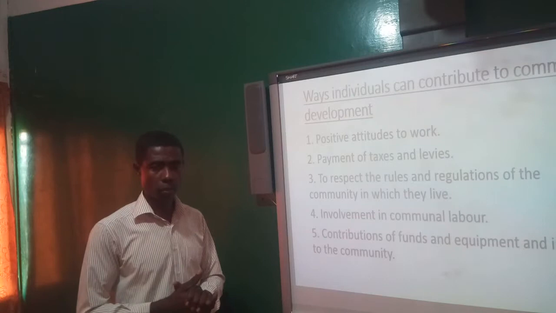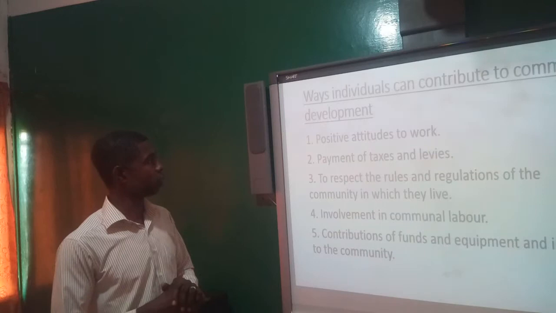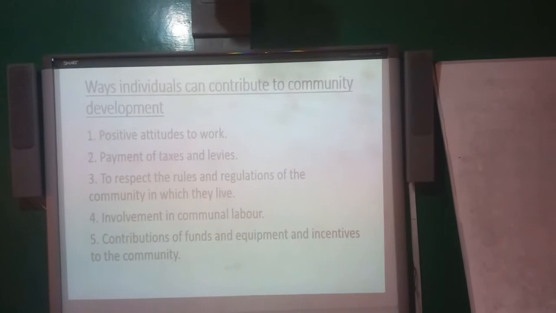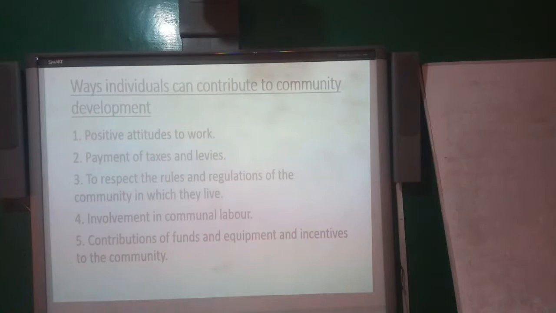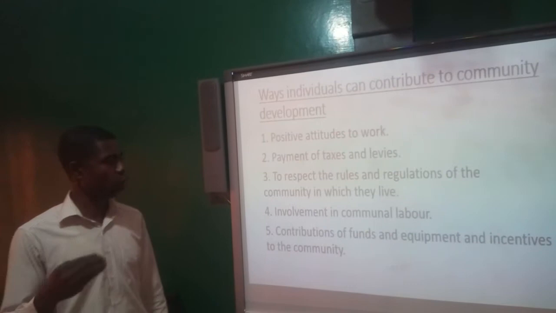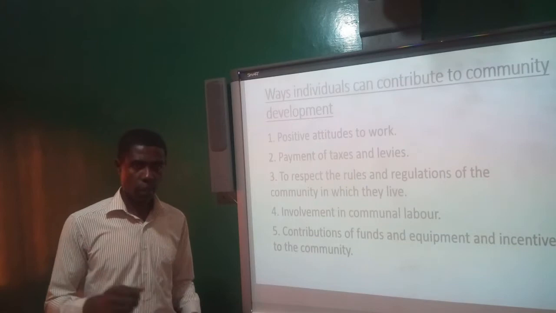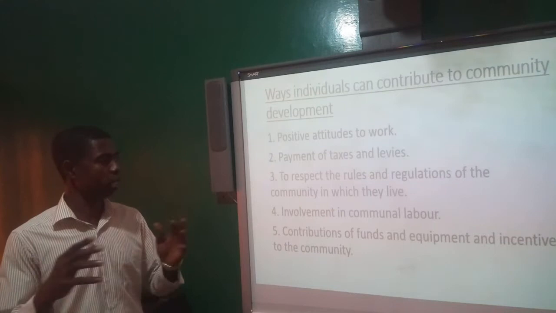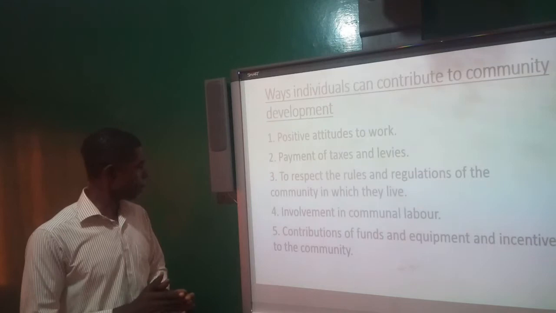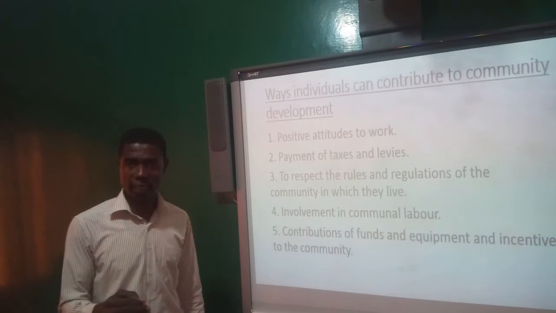Good. Now, furthermore, one of the contributions an individual can offer to the development of your community is involvement in communal labor. So whenever there is any communal labor, any communal activities, as a good citizen, you must get involved. Communal labor, either to desilt or choke gutters, or undertake any developmental projects in your community. As a citizen, you are required to show involvement. Support your community to undertake any social venture being undertaken. Good.